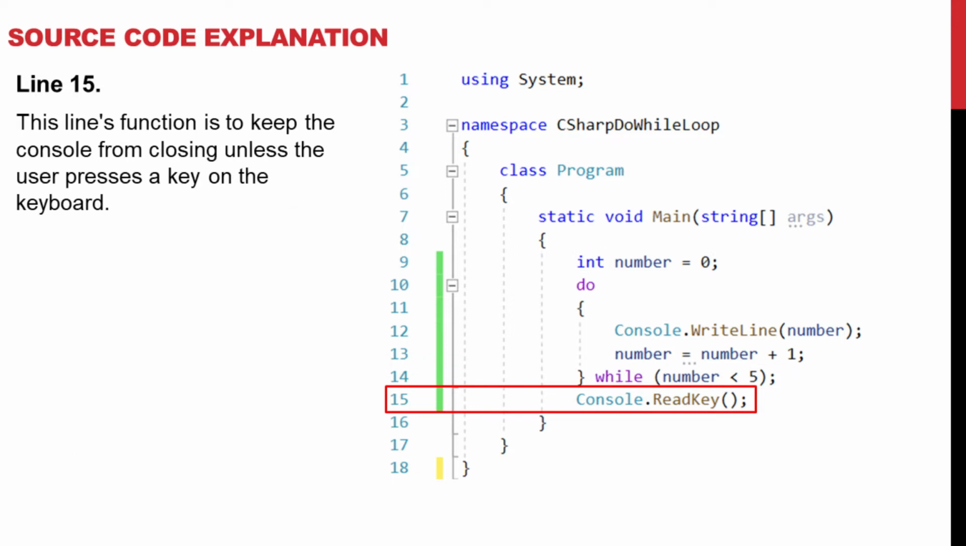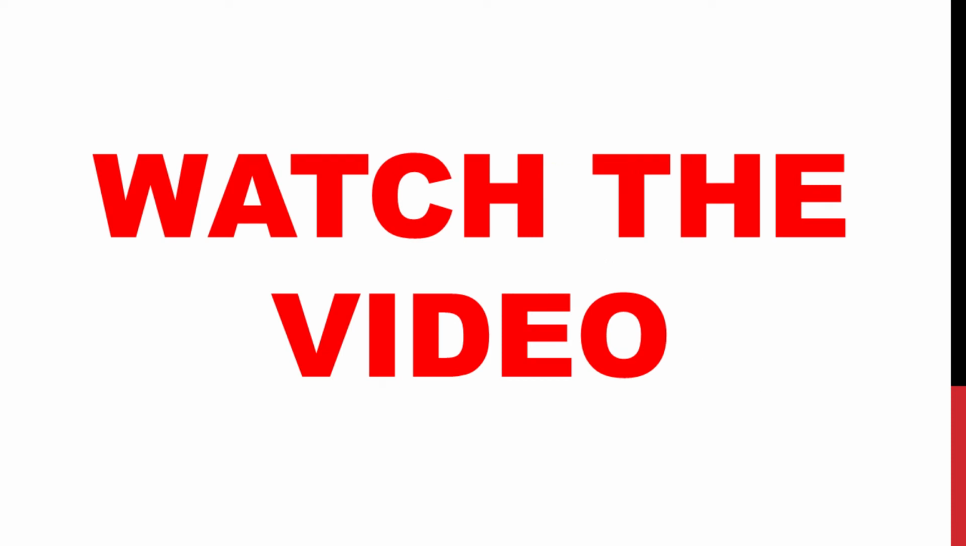Line 15. This line's function is to keep the console from closing unless the user presses a key on the keyboard. Watch the video for the demonstration.